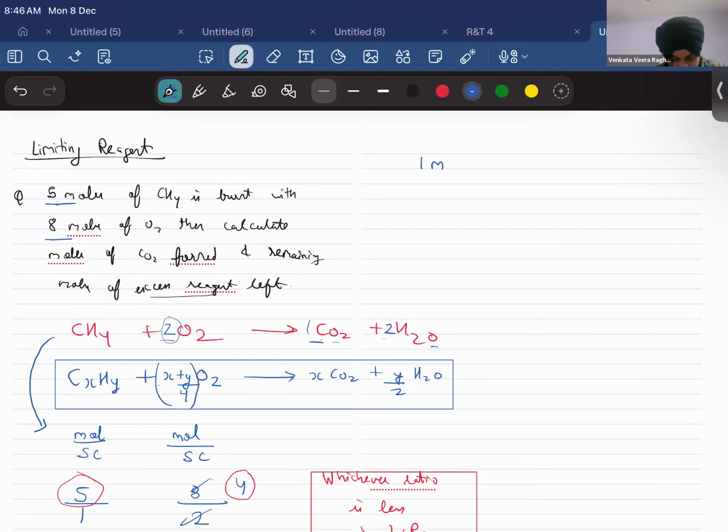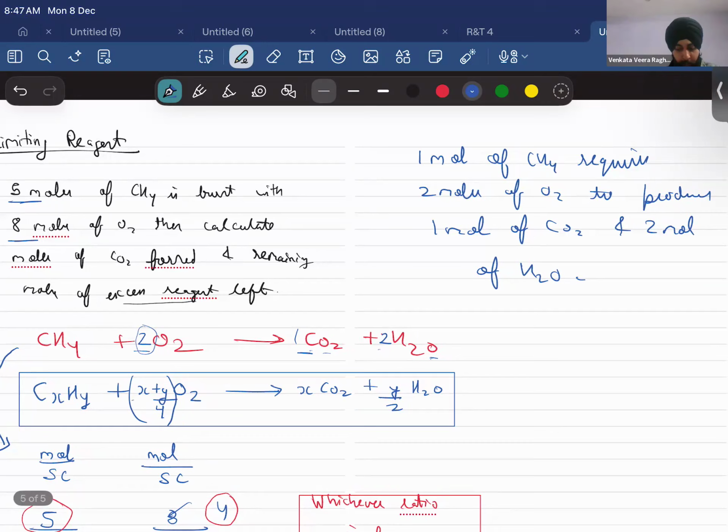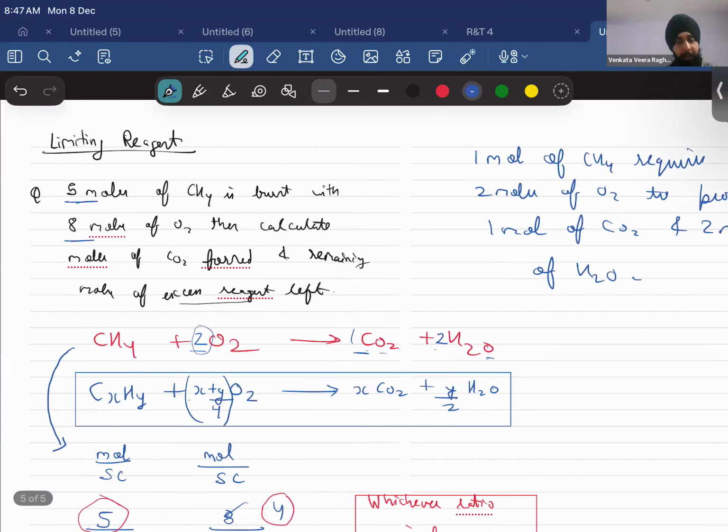Sir, it can be read in this way that 1 mole of CH4 requires 2 moles of O2 to produce 1 mole of CO2 and 2 moles of H2O, isn't it? Can I read this equation in this way? Fine? Yes, sir. Okay. So 1 mole of CH4 requires 2 moles of O2 to produce 1 mole of CO2 and 2 moles of H2O.